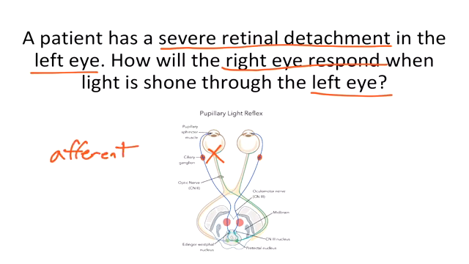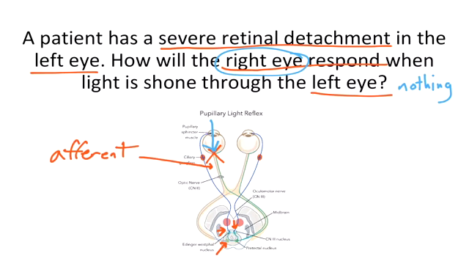And afferent is simply referring to the optic nerve, because the optic nerve is what carries the signal to the midbrain. So if the optic nerve is not sending the signal to the pretectal nucleus on the left side, then there will be no stimulation of the Edinger-Westphal nucleus on either side. So going back to our question, what will happen to the right eye when light is shone into the left eye? The answer is nothing, because neither pupil received the stimulus to constrict.